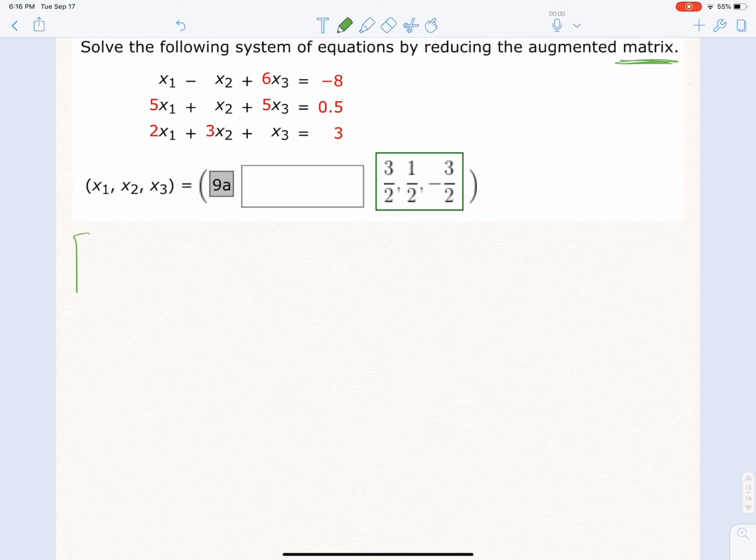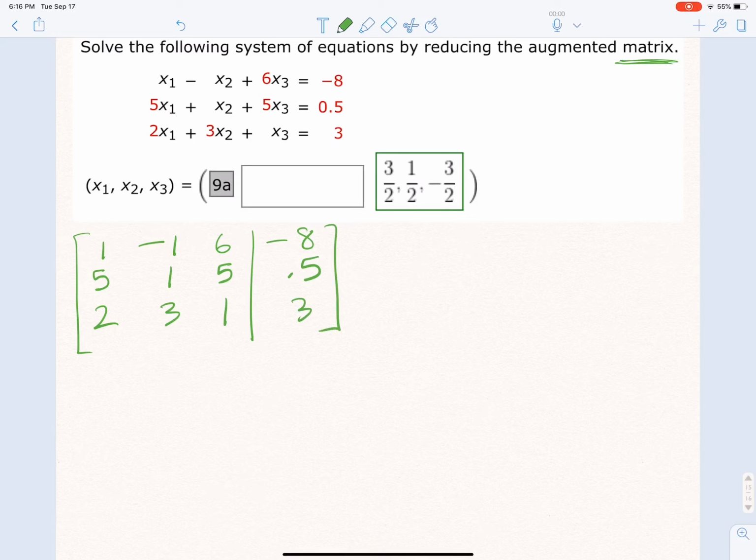So the first thing you do is make the matrix. So 1, -1, 6, -8, 5, 1, 5, 0.5, 2, 3, 1, and 3. Okay, how do we solve this?